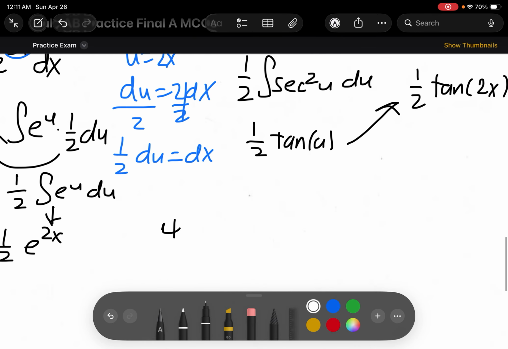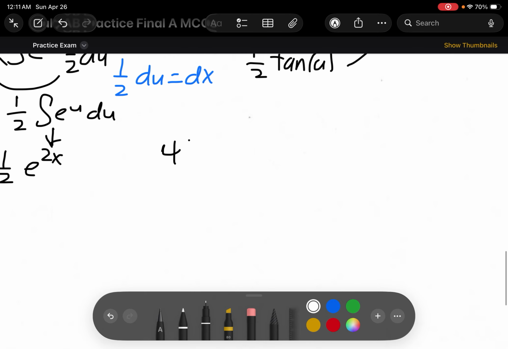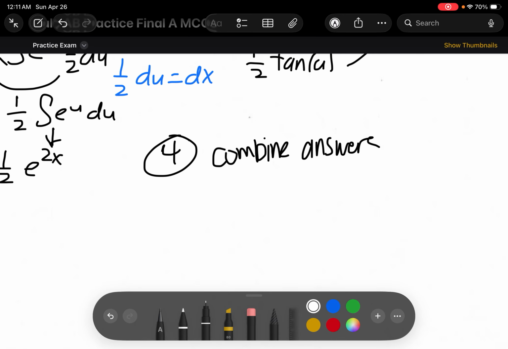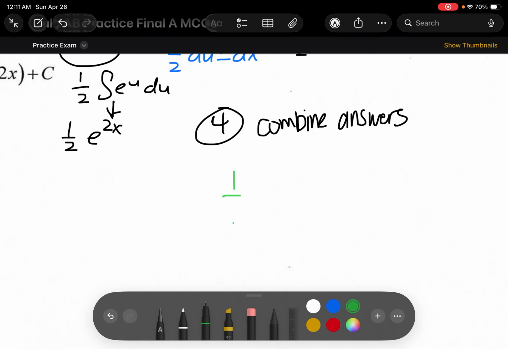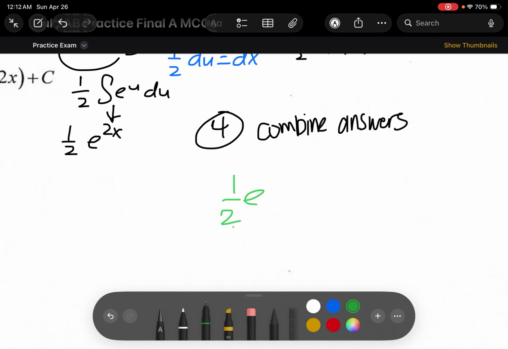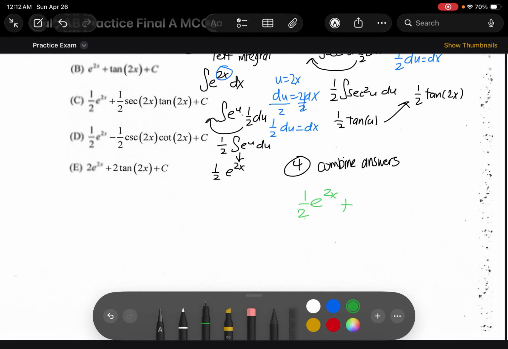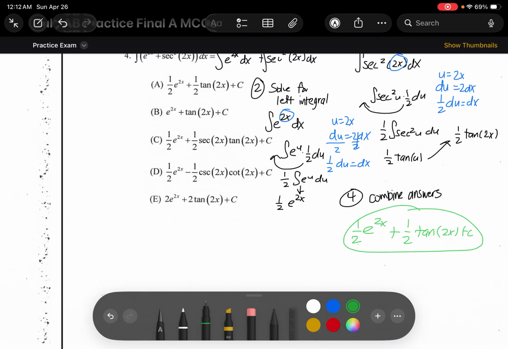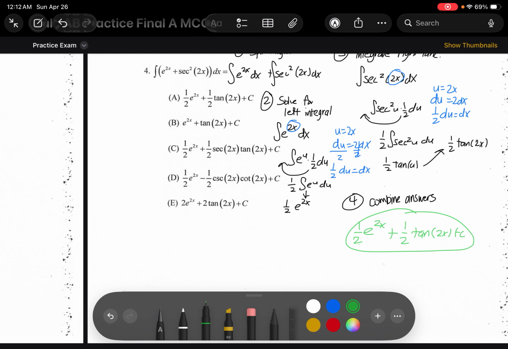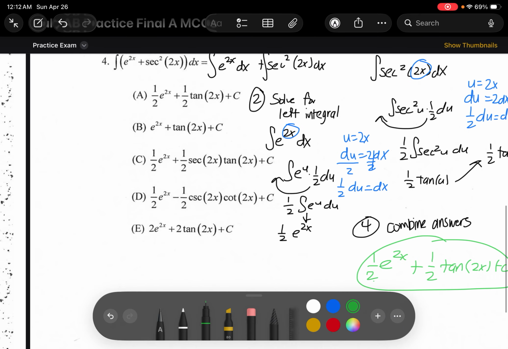Number 4, combine answers. So it's going to be 1/2 e to the 2x plus 1/2 tangent of 2x plus c, because this is an indefinite integral. And which answer choice matches what I wrote down here? It's going to be A.